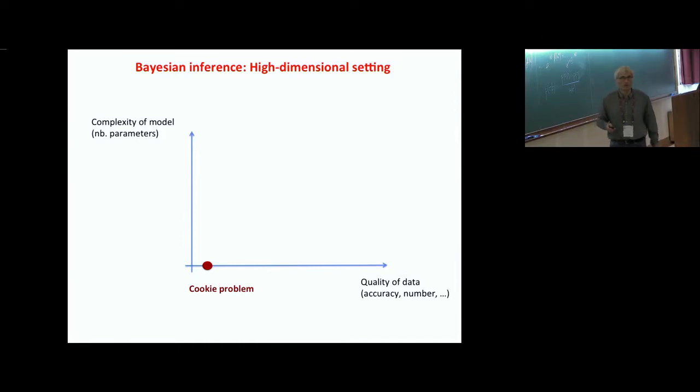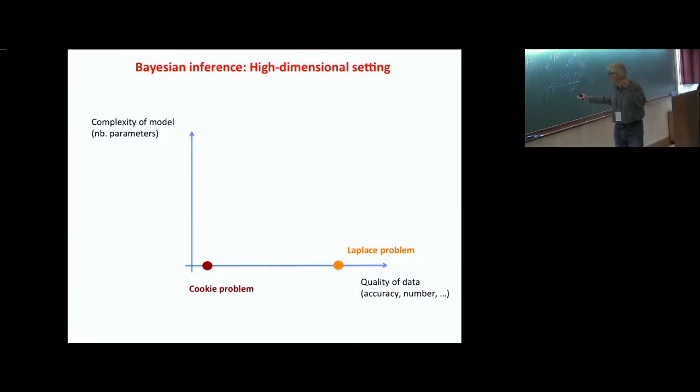Obviously we have to be a little bit careful. We can have a model with many, many parameters and many are just irrelevant. So everything is ill-defined in this plane, but I don't care, okay? But you can imagine, okay? You have complex models over there and you have good data over there. So the cookie problem was there. We didn't have very good data. We had just one observation, but the model was very simple. So Laplace's problem is somewhere here. The model was very simple because we had also one number to guess, but we had many observations, yes?